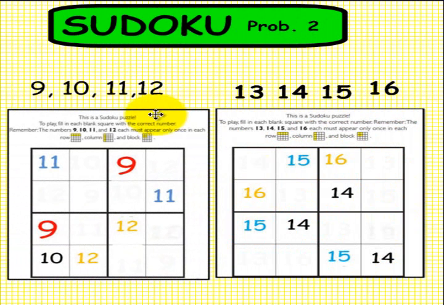Problem 2. On this side, we're using the numbers 9, 10, 11, and 12. And over here, we have 13, 14, 15, and 16. Please determine what numbers are missing and write those numbers in. You can have two students, one for here and one for this one, or have one student do both. If you would please, pick up a pen and solve this problem.